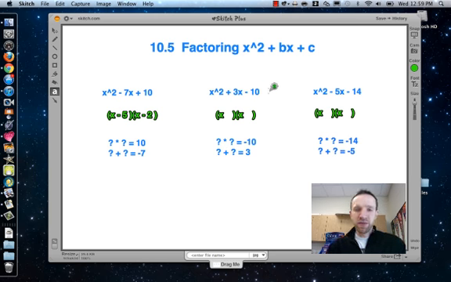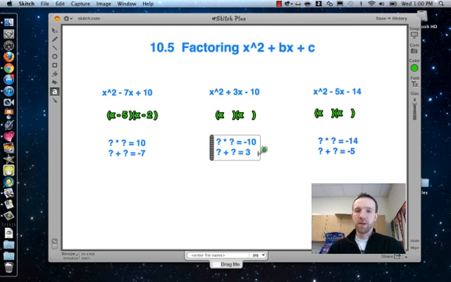We have x squared plus 3x minus 10. And to try to figure out how to factor this, I'm going to look at the value of c, which is negative 10. So again, I need two numbers that multiply together to give me negative 10. How about a 5 and a negative 2? That would give me negative 10, 5 times negative 2. Would 5 plus negative 2 give me positive 3?